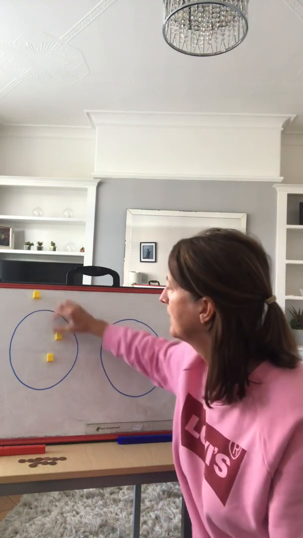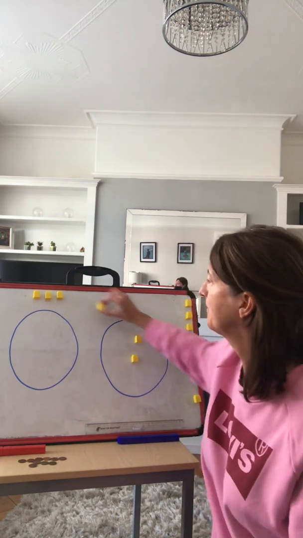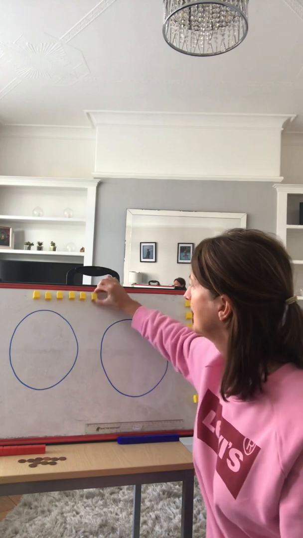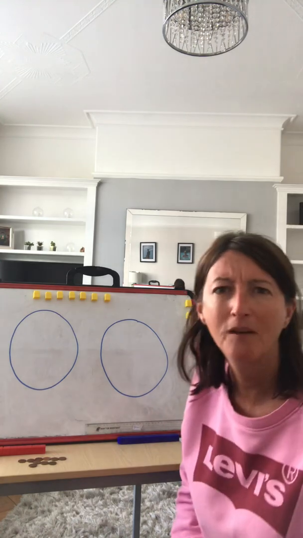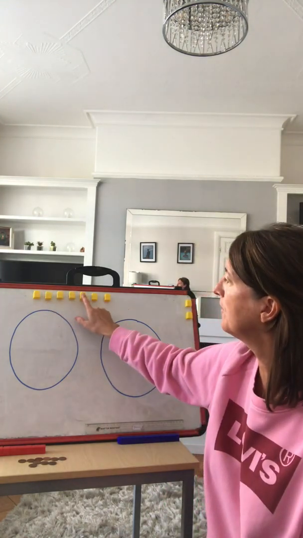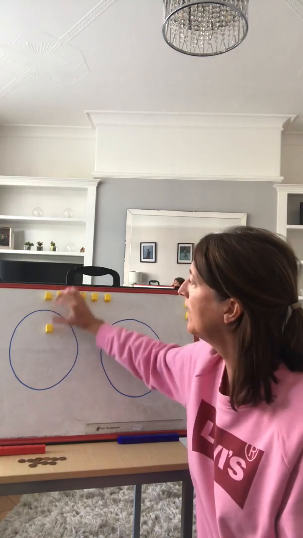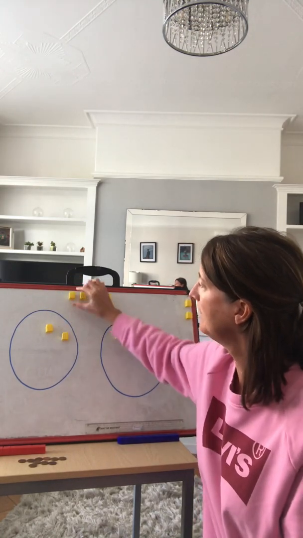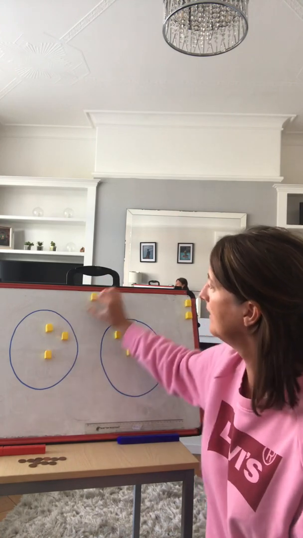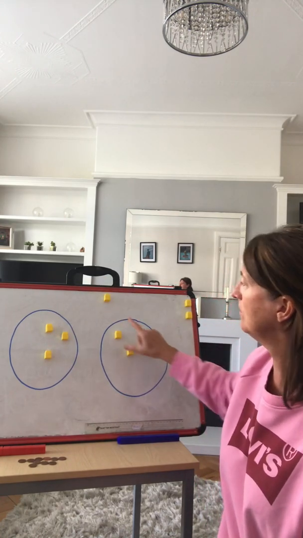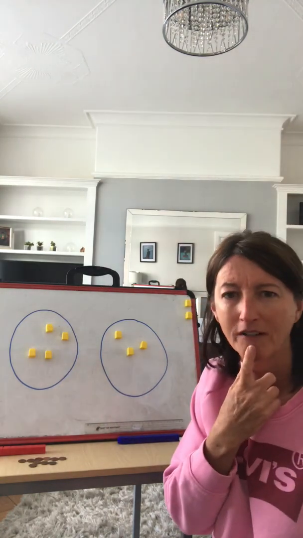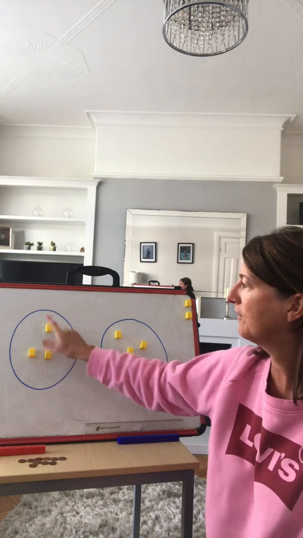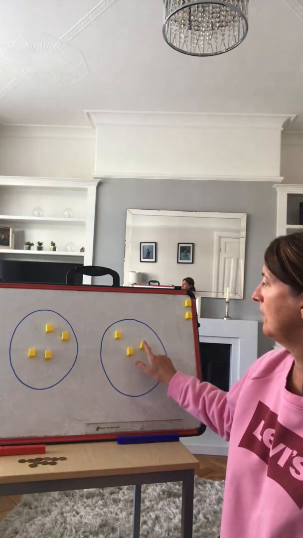Let's try another one then. Let's put them back. We'll try one more. I'm checking my time. So I've got 1, 2, 3, 4, 5, 6, 7. Let's split them then. 1, 2, 3, 4, 5, 6. Oh no, I've only got 1 left. It's okay. I'll just put it there. Nobody will notice. So if I split 7 in half again, let's count. 1, 2, 3, 4. 1, 2, 3.